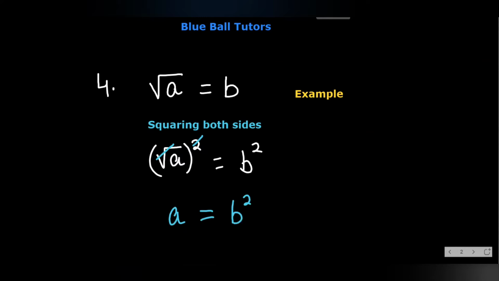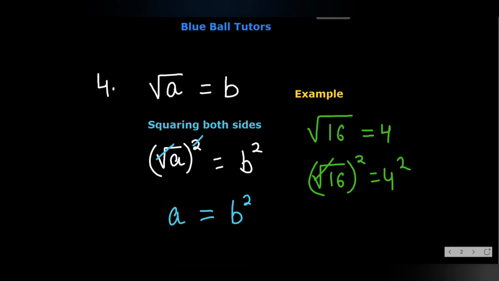Let's take one example. Suppose you are given square root of 16 is equal to 4. Let's see whether this equation is correct or not. So if I do squaring both the sides, I can say that square root of 16 square will be equal to 4 square. Square root and square will cancel out. I will get 16, and 4 square will be equal to 4 multiplied by 4, that I know is 16. Hence, I can say this equation is correct.